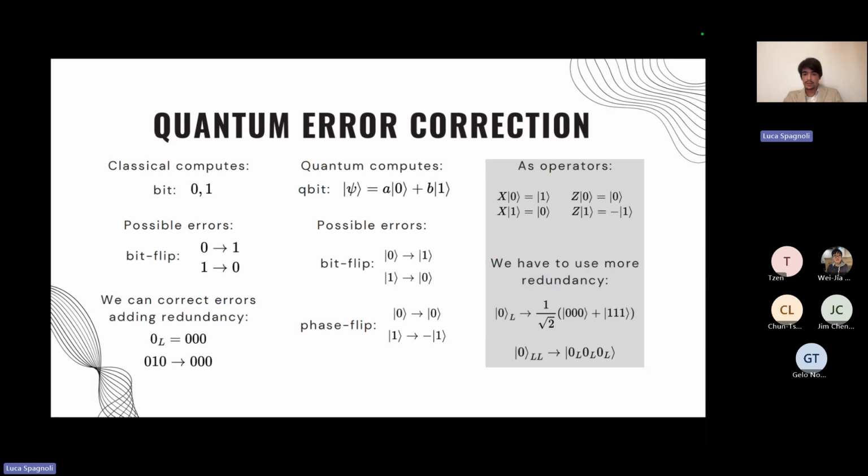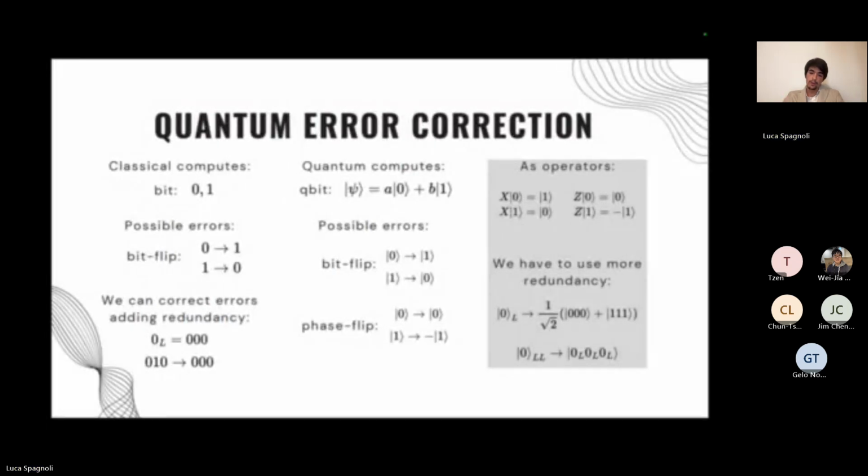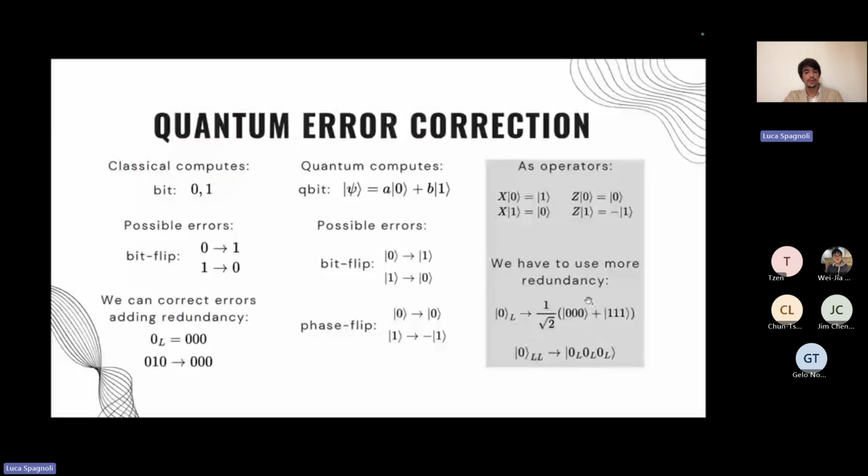Now, again, in quantum as in classical, we can try to correct those errors by adding redundancy. However, since we have two different types of errors, we need more redundancy than in the classical case. And one way of thinking about this is by layers. First, we encode this logical zero with three qubits in the superposition, which is sensible to relative phases between 0 and 1. So this first layer of error correction that takes three physical qubits into one logical qubit corrects phase flip errors, Z errors.